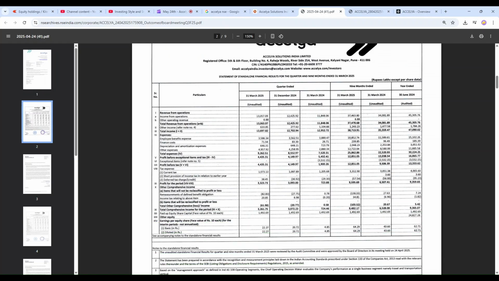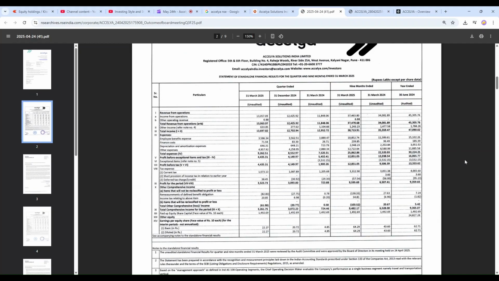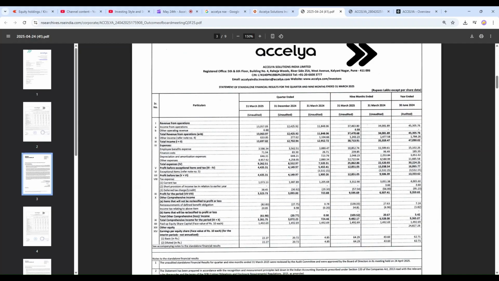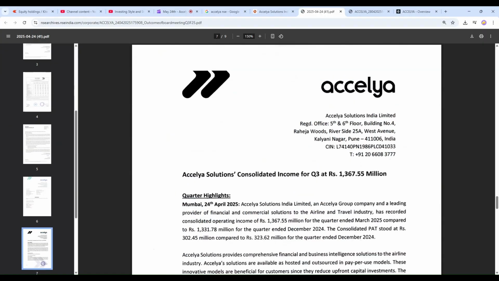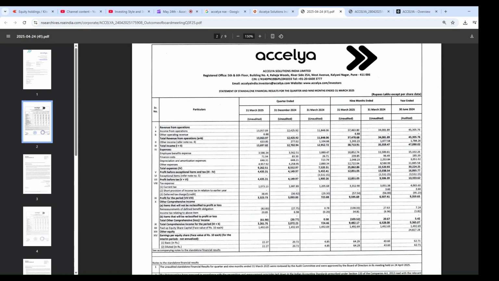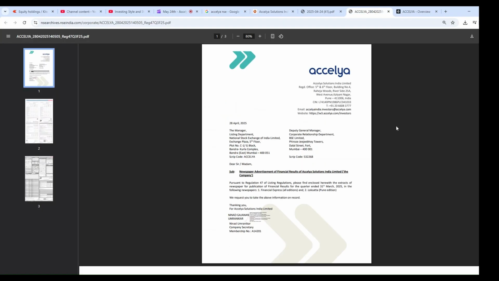quarterly financial report. They have their standalone and they have given consolidated as well. Let me go through standalone first, then I will go to the consolidated financial statement. It won't be very different from standalone. So this is their standalone financial statement for the last quarter. If you want to see the share price for Accelya Solutions, it's 1400 rupees. So the market cap for this company is 2000 crore, which is 20 billion in rupees.